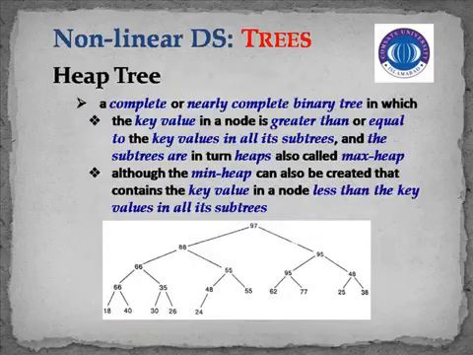Dear students, the heap tree is a complete or nearly complete binary tree in which the key value in a node is greater than or equal to the key values in all its subtrees, and the subtrees are in turn heaps as well. Such a heap tree is also known as a max heap, and it is depicted in the given diagram.